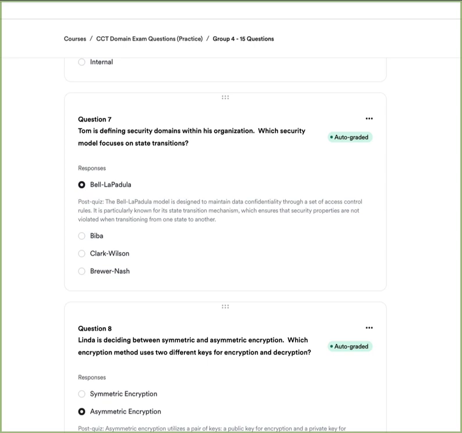So Tom's defining security domains within his organization. Which security model focuses on state transitions? And that is A, the Bell-LaPadula model. It's designed to maintain confidentiality through a set of access control rules. It's particularly known for its state transition mechanism, which is ensuring security properties are not violated when you're transitioning from one state to another. So state transitions, not estate, state, S-T-A-T-E, state transitions are the Bell-LaPadula model.